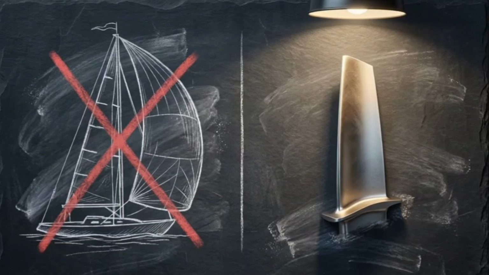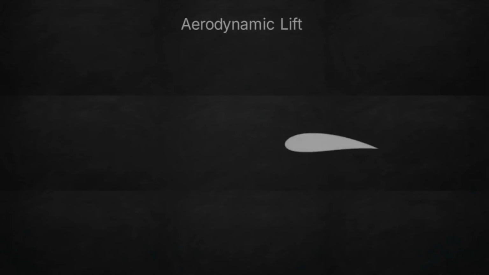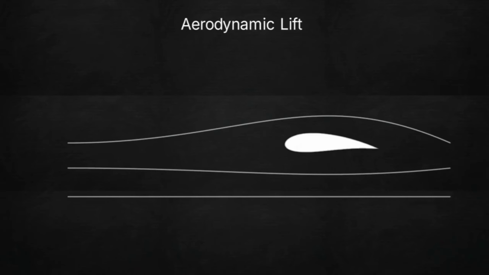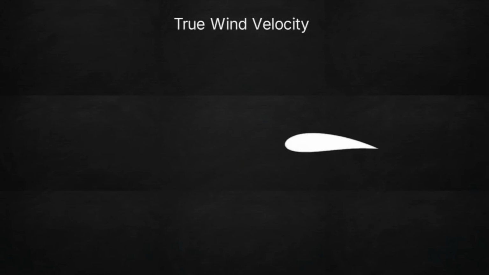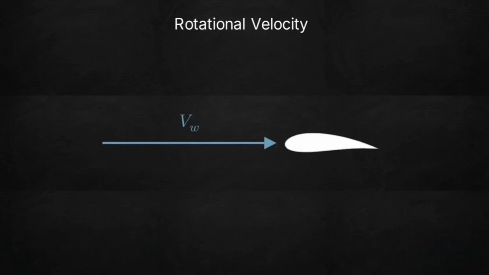Modern turbines do not act like sails. They do not operate via drag by simply blocking the wind. The blades are highly optimized airfoils, generating mechanical torque almost entirely through aerodynamic lift. In this 2D cross-section, the true wind velocity vector, VW, acts linearly, pointing directly at the leading edge.